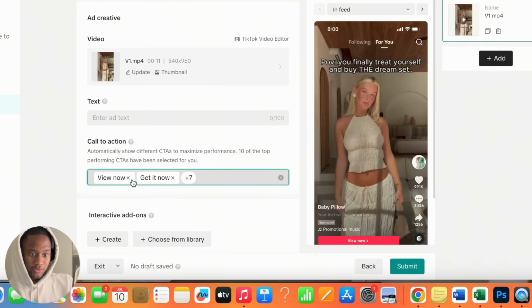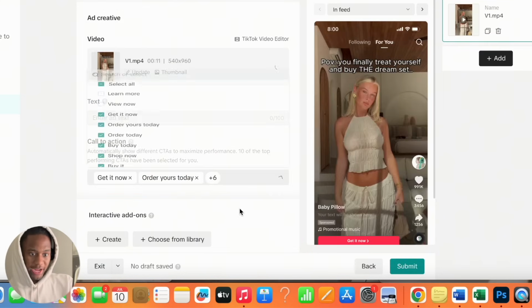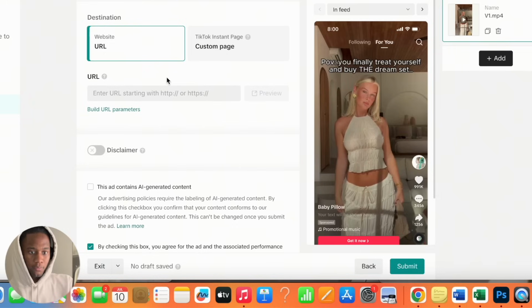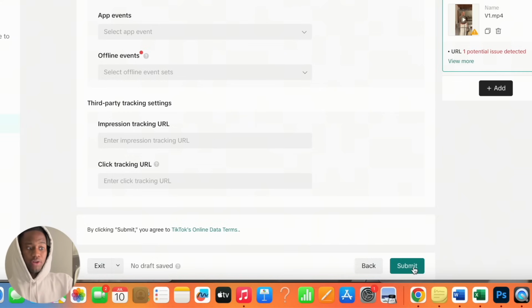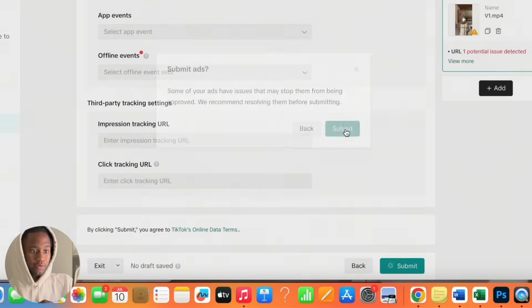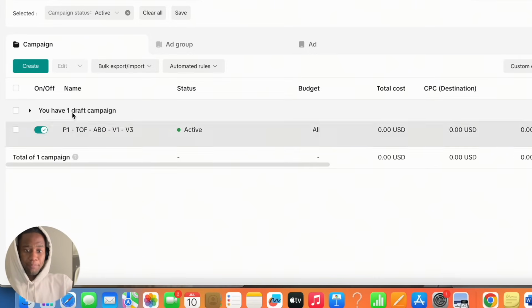Personally, I like to get rid of this, and I like to get rid of those two because I like buying words. I don't like "learn more" or "find out more." Then when it comes to this, I just basically put in my URL for my website. So there we go, we got https://dress.com. And then at this point, I just click submit. Okay, so when you're done, this is what the campaign should look like.